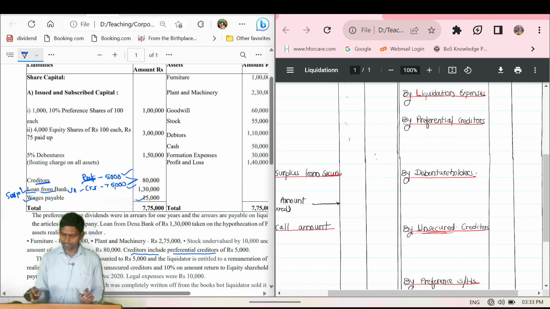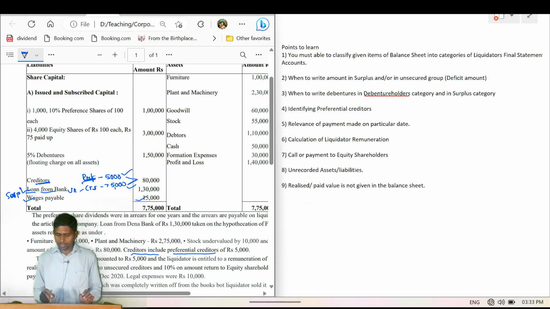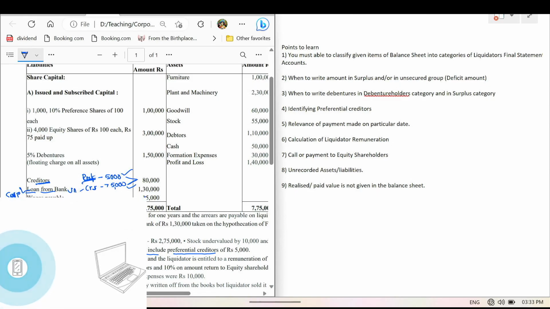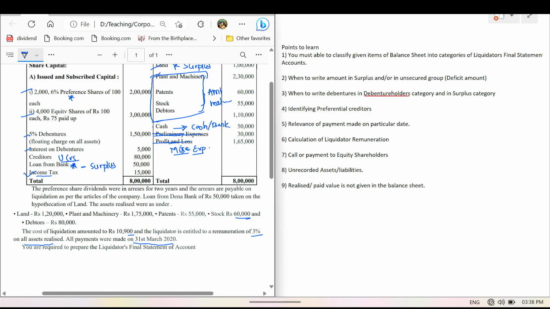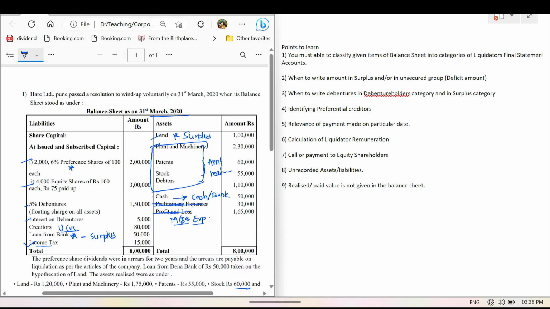Now the next point, what is our next point? When to write amount in surplus or in unsecured group, correct. In second point we will try to understand when to write amount in a surplus and when to write that in unsecured group, okay. For that we will take the example of Hari Limited, first example only.